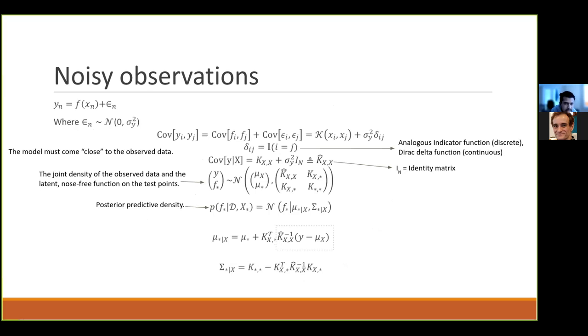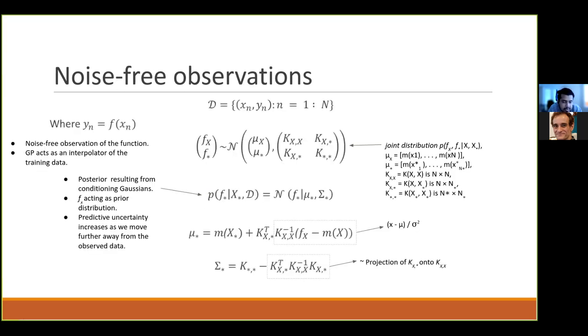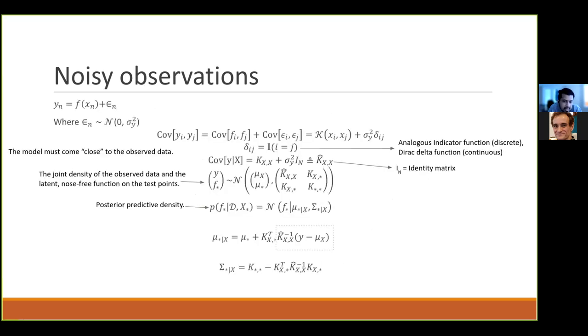Okay, we are seeing noisy observations now. Previously we saw noise-free observations. Usually there is noise in the observations of the training set. In that case, that noise is represented by epsilon_n, and we assume that epsilon_n is normally distributed. So in that case, the covariance matrix would be the covariance matrix of the input plus the covariance matrix of the noise.